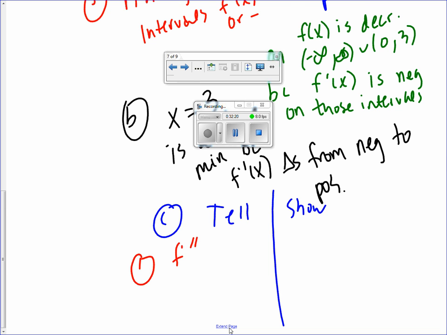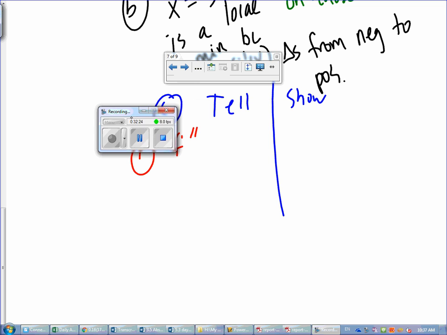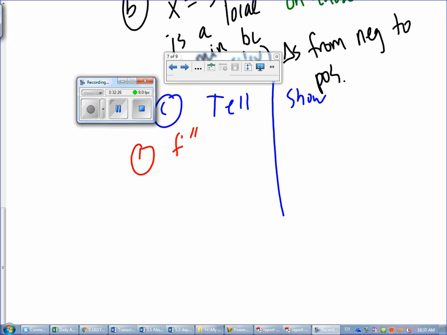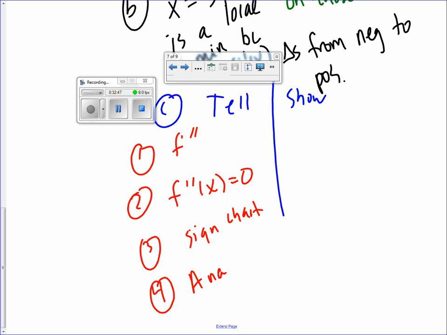Well, will that tell you the concavity? What do you have to do? We want to analyze the signs, right? The signs change when you go through what number? Yep. So part 2 is you're going to set the second derivative equal to 0. And then you're going to make a sign chart. And just like we did above, we're going to analyze.